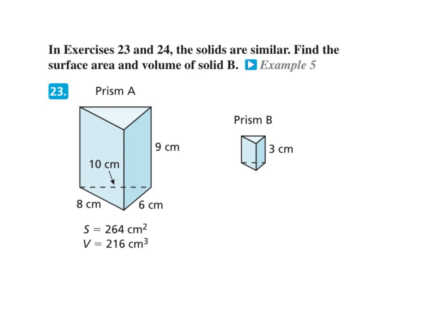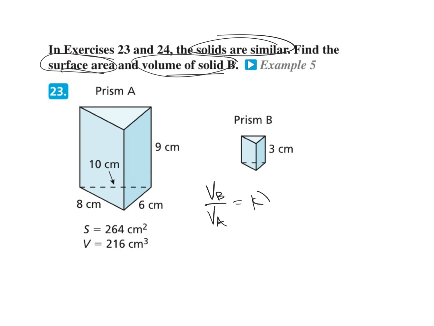All right, number 23. We are comparing the solids here. They're similar, remember? So we have to find the scale factor. Find the surface area and volume of solid B. All right, so first of all, we'll do the volume here. We didn't talk about surface area, but it'll be pretty simple for you. Okay, so remember the volume of B is to the volume of A, as the scale factor, K, is cubed.